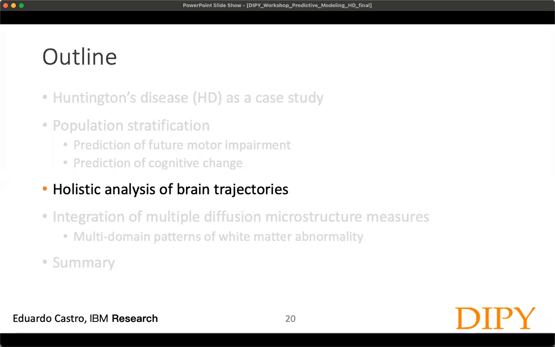This is the last part of my talk, in which I'm going to discuss two additional predictive modeling approaches applied to pre-manifest HD. First, I'm going to start with an analysis that incorporated trajectories of multiple subcortical structures for the analysis of pre-manifest HD.